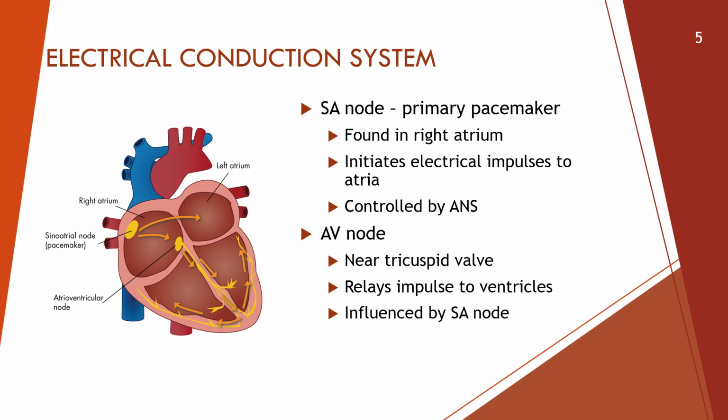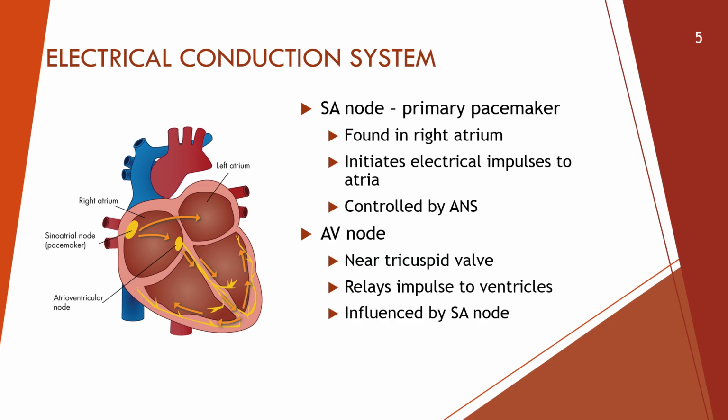So the electrical conduction is going to be triggered by the autonomic nervous system, and it's going to tell the SA node how fast or slow to send electrical signals to the rest of the heart. So the SA node is the primary pacemaker of the heart, and it's found at the top of the right atrium. It's like the main commander of this ship, okay?